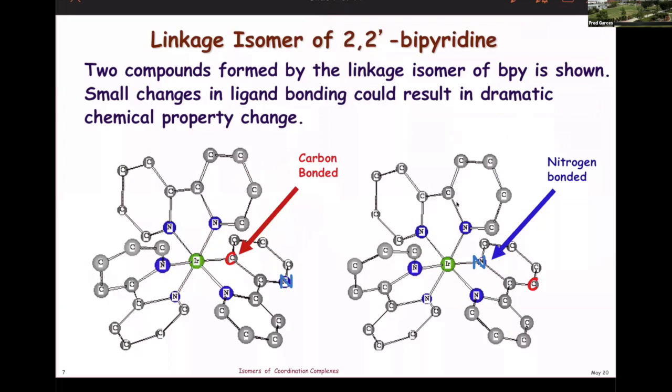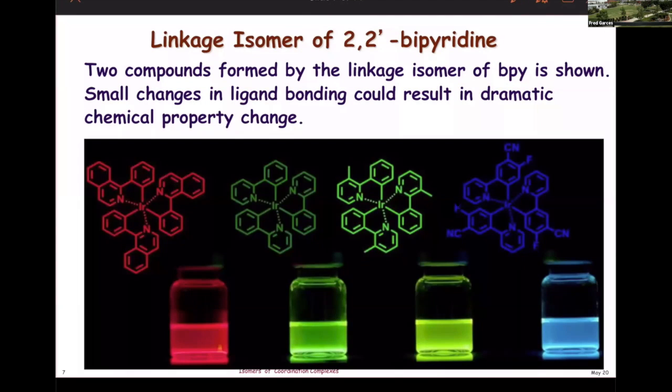Carbon bonded versus nitrogen bonded. So here are some of the amazing chemicals that we've made in terms of carbon nitrogen bonds instead of nitrogen nitrogen. And the amazing thing about this is that if you shine light on them, they glow. And this one was the original one that we isolated. It was called top green. You can see it's very green.